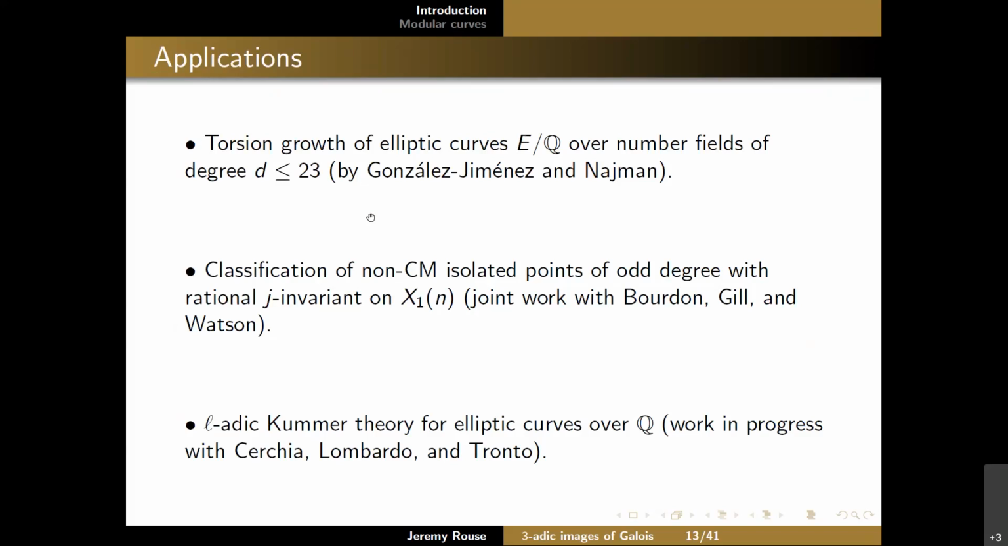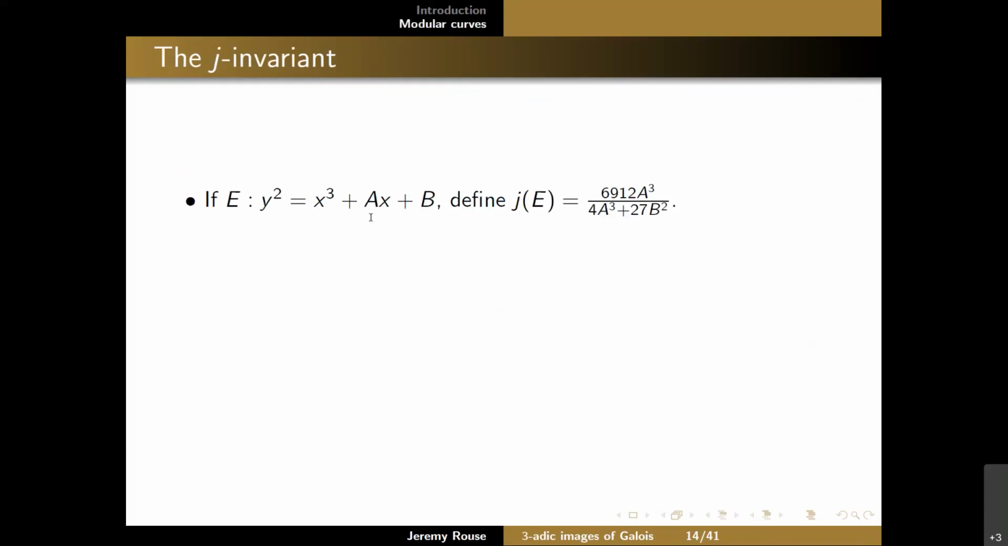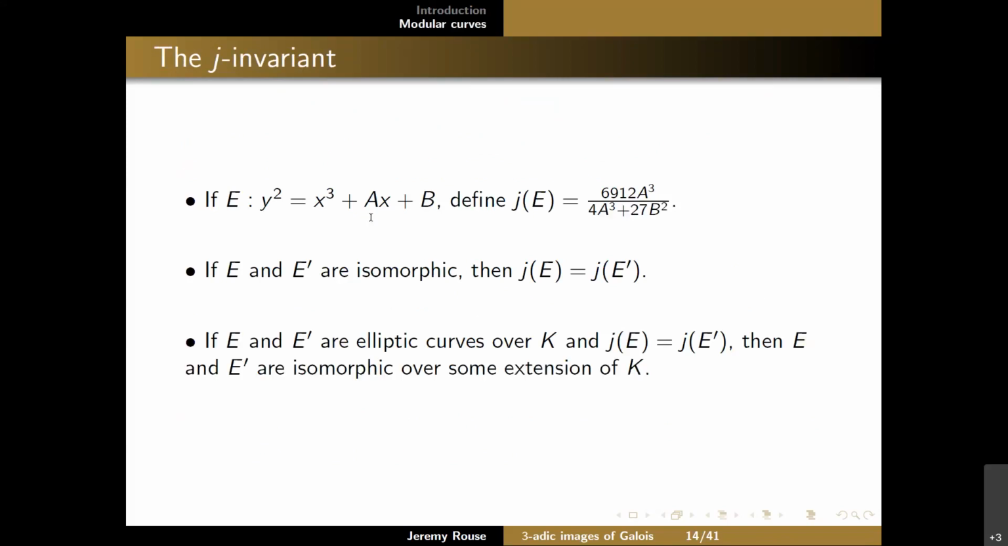All right. So I want to start talking about modular curves. This is the subject of several previous talks. If I have an elliptic curve over Q, I'm going to use this formula for the J invariant. This is an important invariant. If two elliptic curves are isomorphic, then their J invariants are equal. Conversely, if I have two elliptic curves defined over a field K and their J invariants are equal, then E and E prime are isomorphic over some extension of K. But in general, they don't have to be isomorphic over K.